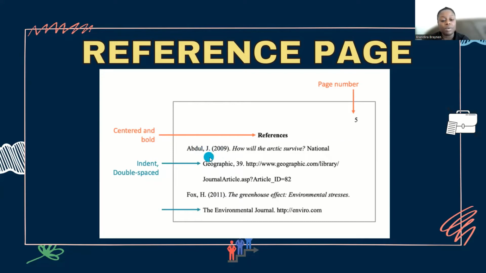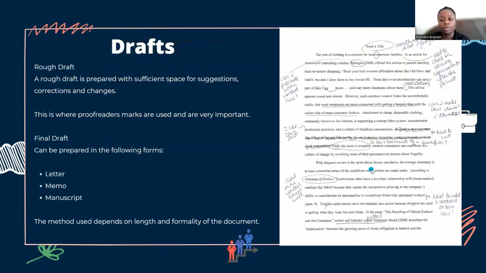So we don't put the full name of the author. And then what you're going to do as well is organize the reference page in alphabetical order based on last name. Okay, so it's a good example of a reference page.